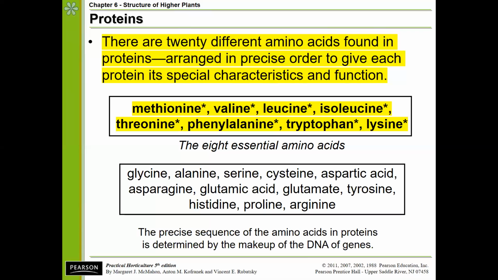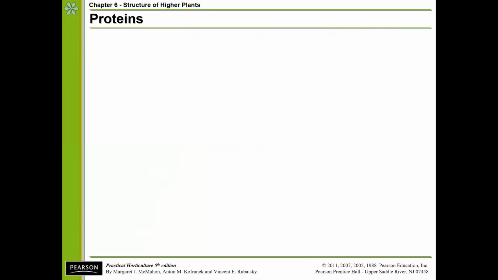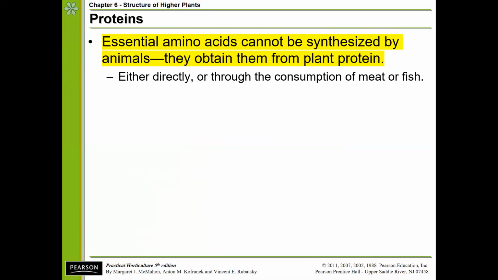Methionine, valine, leucine, isoleucine, threonine, phenylalanine, tryptophan, and lysine are 8 essential amino acids. They cannot be synthesized by animals. They have to be obtained, at least initially, from a plant source.